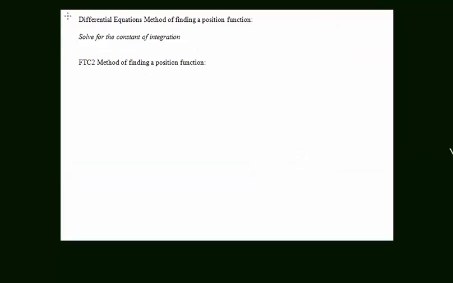This next section is the most important part of the lesson. In fact, I'm going to venture to say the most important part of the entire unit. We have the differential equation method of finding a position function. We'll do that in a moment, and that's C example 2. That's where we'll illustrate that. And then there's the fundamental theorem of calculus part 2 method for finding a position function. I'd like to write here C example 3, but I want to develop it right now.